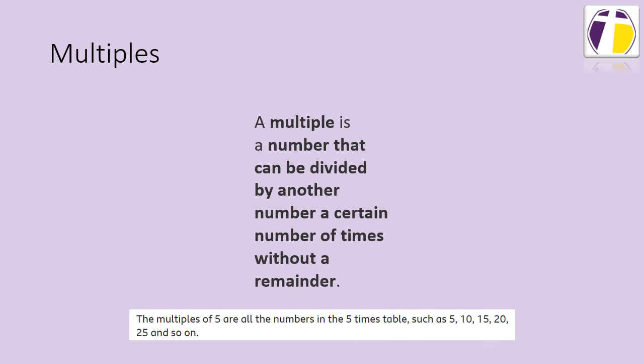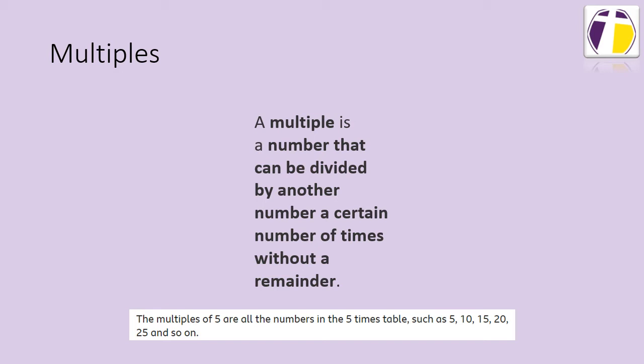Multiples are also very important. A multiple is a number that can be divided by another number a certain number of times without a remainder. So the multiples of 5 are all the numbers in the 5 times table, such as 5, 10, 15, 20, 25, and so on.